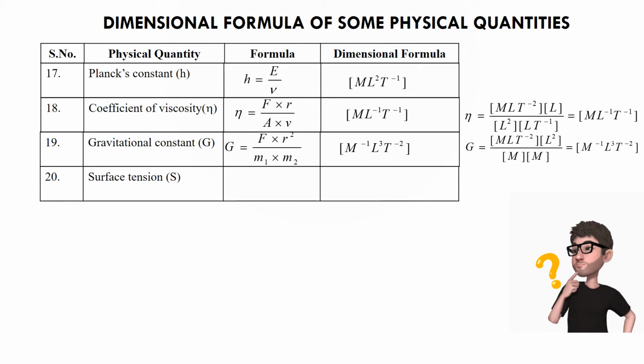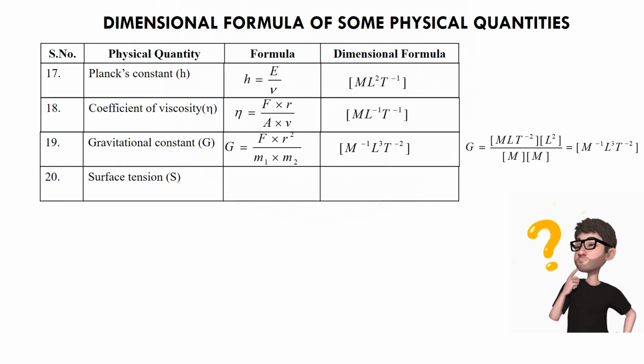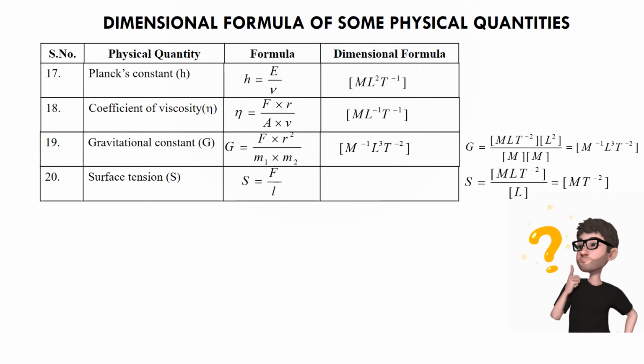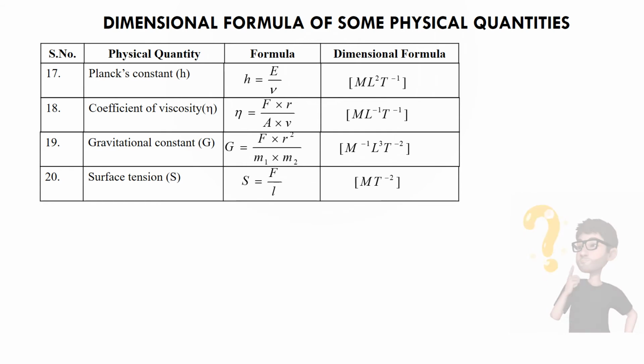Okay. The last one, children. Surface tension. Surface tension is force by length. That is MLT^-2 divided by L. So MT^-2. So these were the most important 20 dimensions that you need to learn.